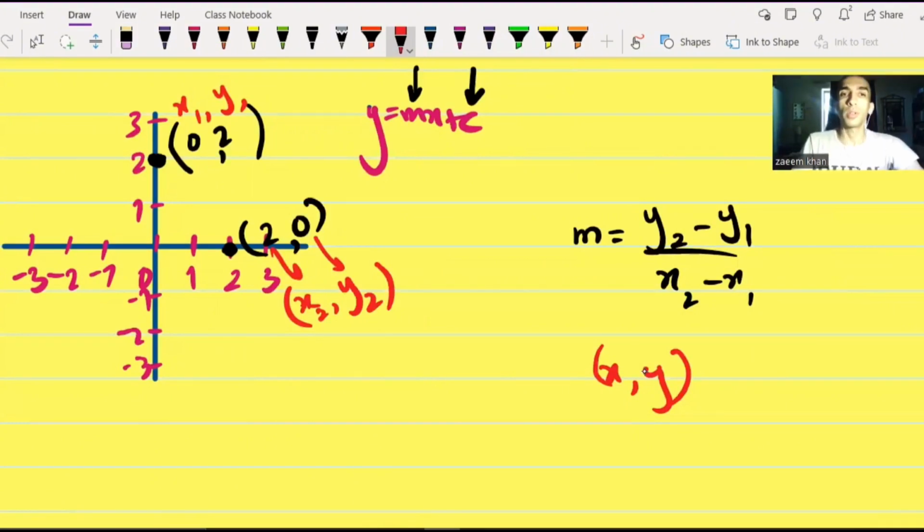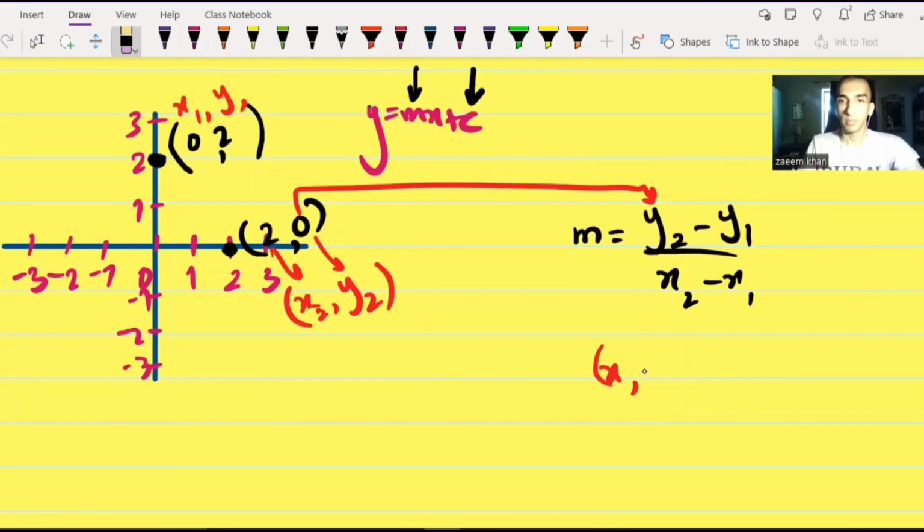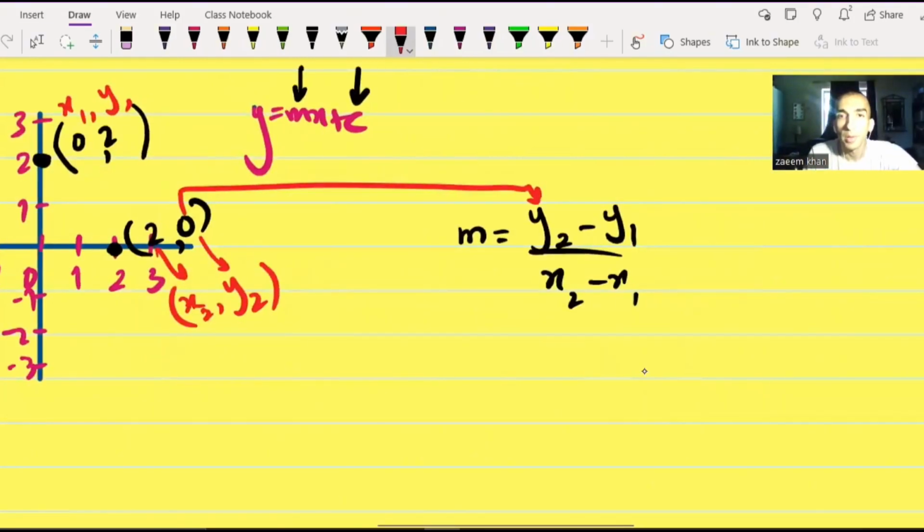So instead of y2, you're going to plug in 0 over here. And that's not something that I've made up. That's in the official IGCSE and O-level maths book, right? So y2 is going to be 0. What's the value of y1? What value have we labeled y1?